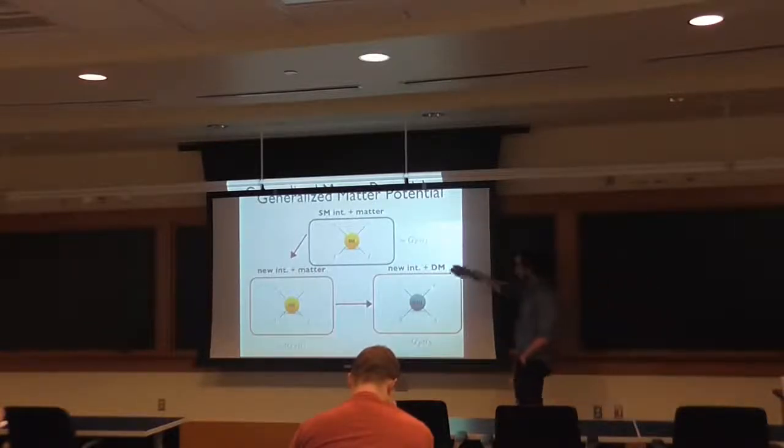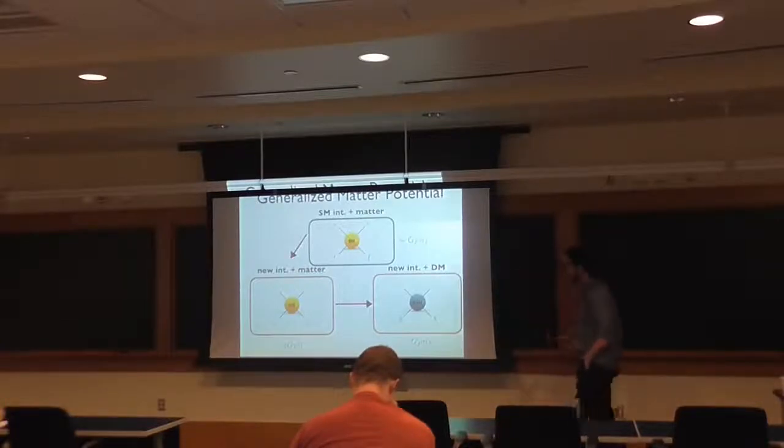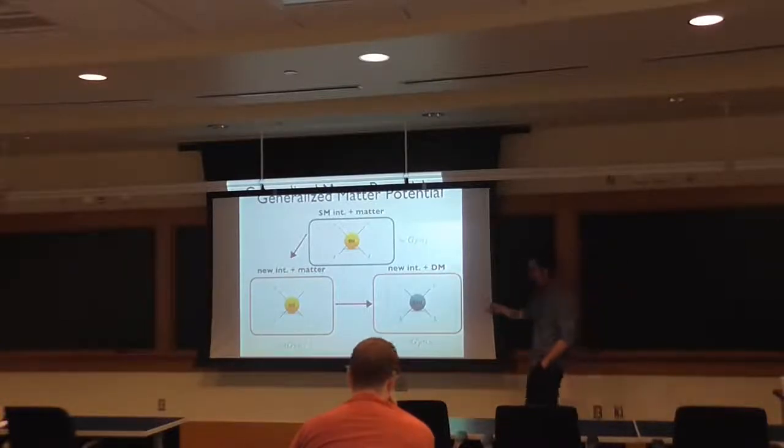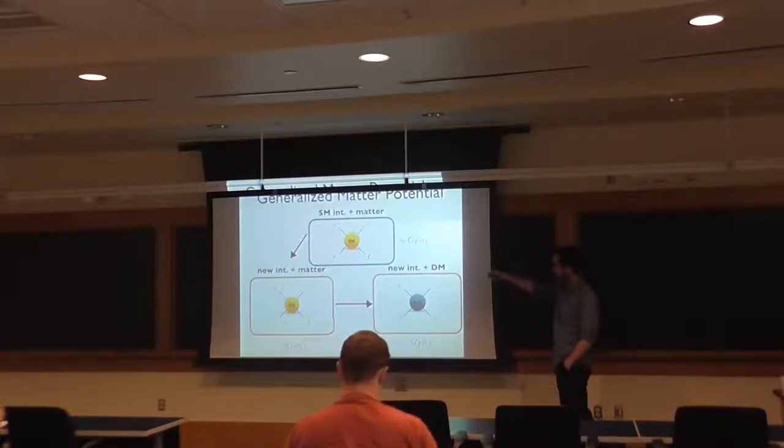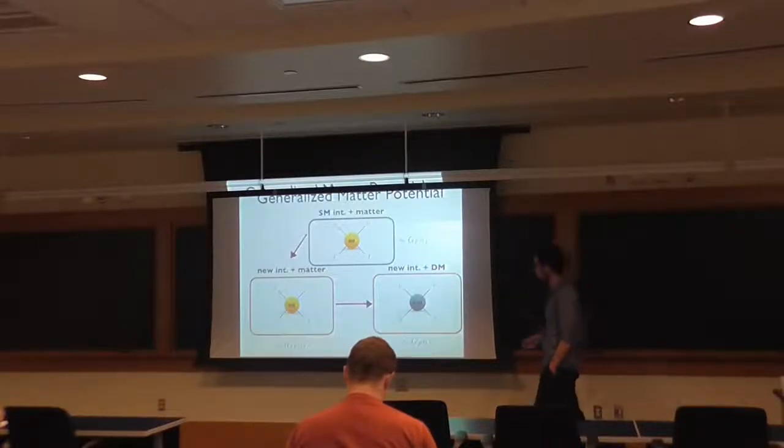So now let me talk about the ordinary standard model contribution to the matter effect. This matter potential that we were talking about before is all controlled by G Fermi and the number density of background fermions.